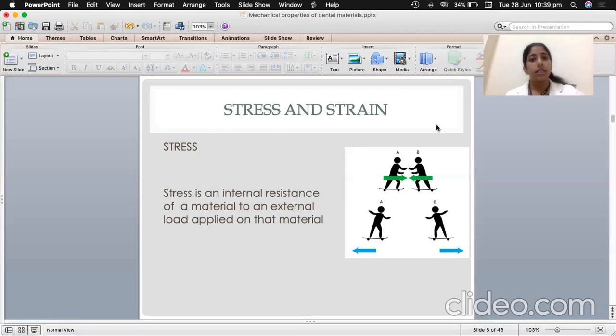So stress is any internal resistance of a material to an external applied load. We won't be able to measure the internal resistance, so we always measure the external load which we are applying, because it is difficult to measure how much internal resistance that material offers. So measurement of stress is always the external force which you are applying.